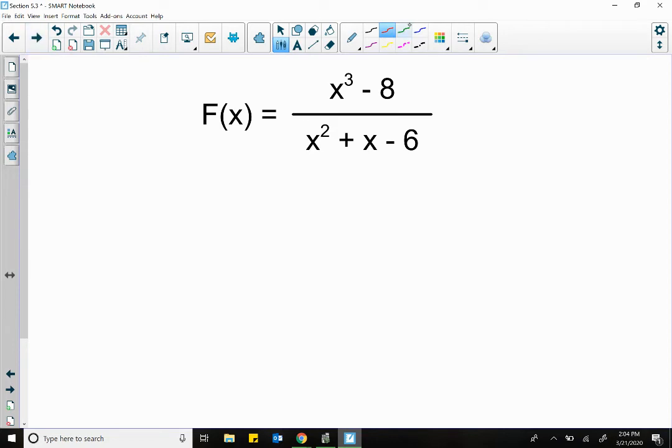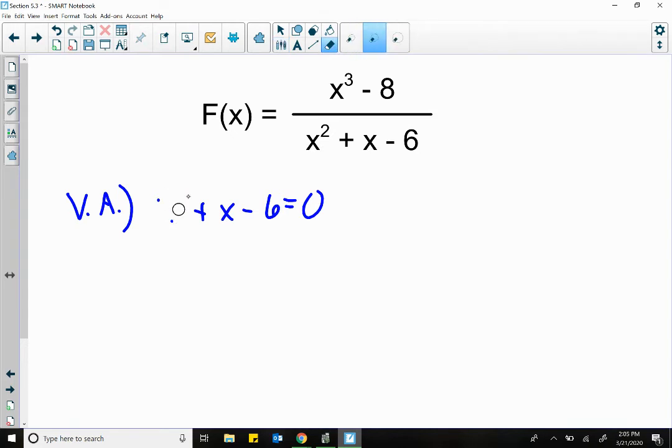Okay, so vertical asymptote. So we've got this denominator, x squared plus x minus 6 equal to 0. We need to get that factored. Actually, before we do any of this, we need to factor this whole thing, right? Yes. Good, I'm glad you agree with me. So we need to take this x cubed minus 8, and we need to factor it, and that's a cubic.